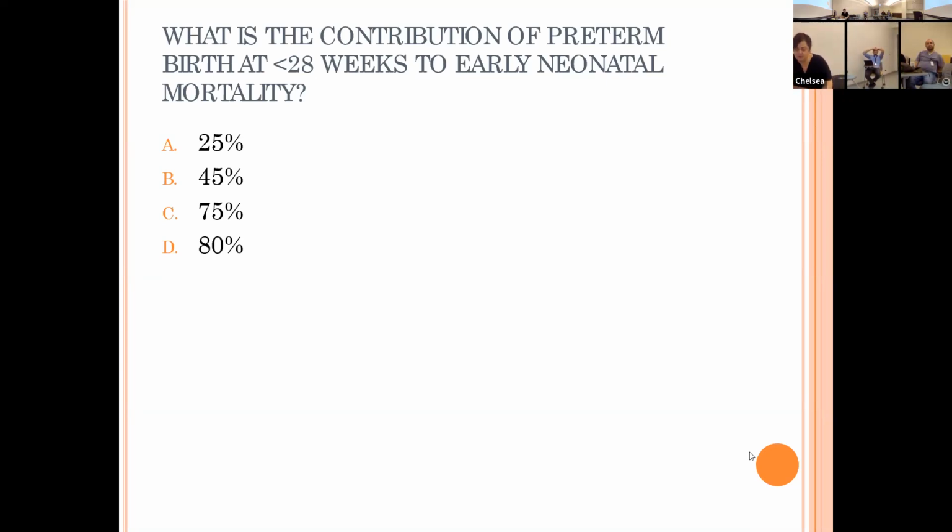What's the contribution of preterm birth at less than 28 weeks to early neonatal mortality? So how much of the mortality under a week of age is from kiddos under 28 weeks? 75%. Remember, we already said that 35% of it is from congenital anomalies. And occasionally you'll have a 27-weeker with a congenital anomaly, but I would go to 45%. Ding, ding, ding. It's 45%.